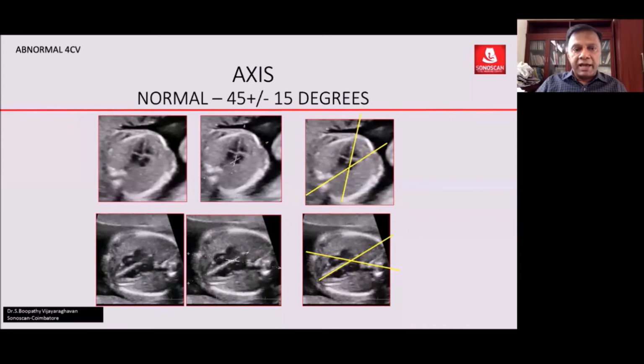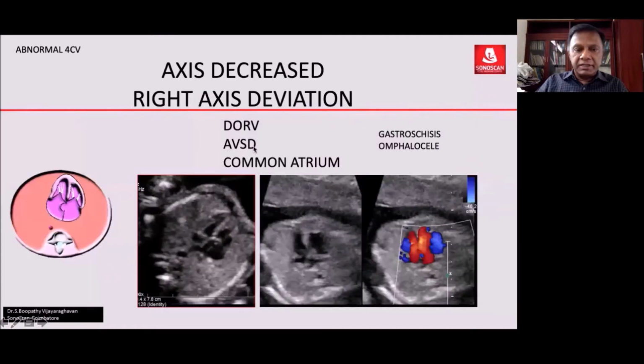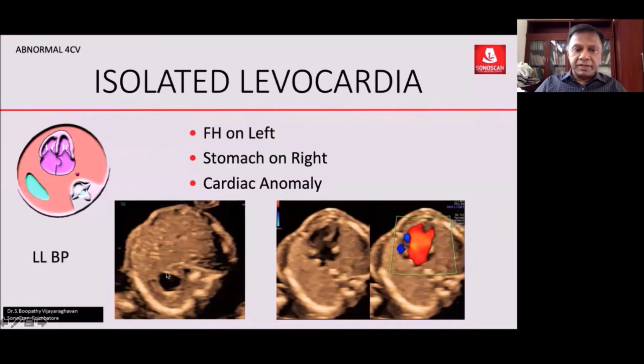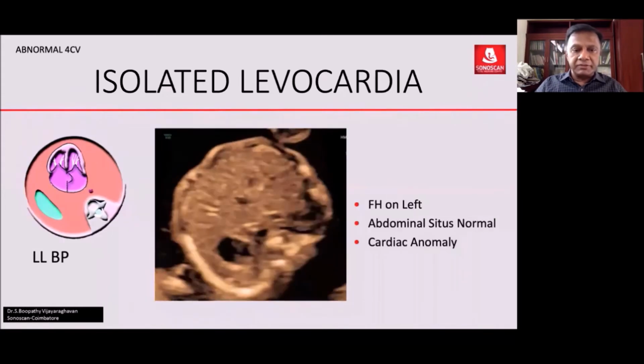Then we come to the axis of the heart. The axis is assessed subjectively, or if you can, put angles. AVSD and then common atrium and gastroschisis, other extracardiac anomalies of the heart. And in dextrocardia, the various changes in the position of the heart, one is dextrocardia. Now dextrocardia can be dextroversion or dextroposition, whereas the stomach is on the right side. This again will be associated with an increase in the incidence of cardiac anomaly.